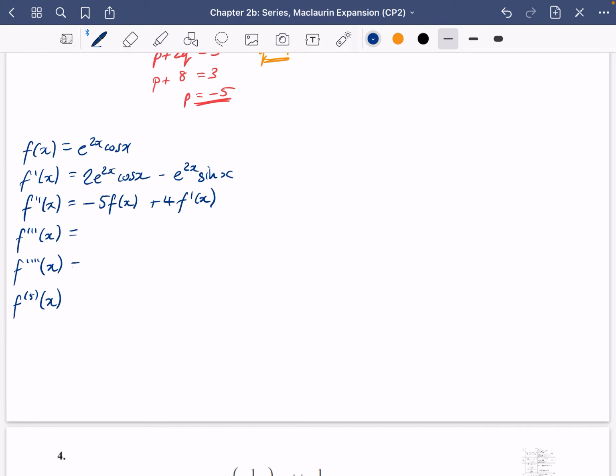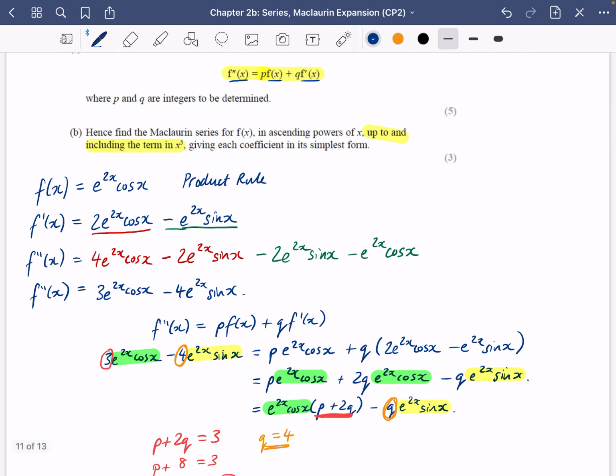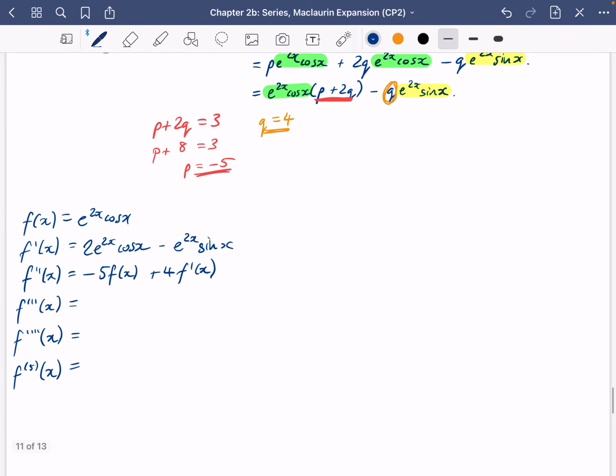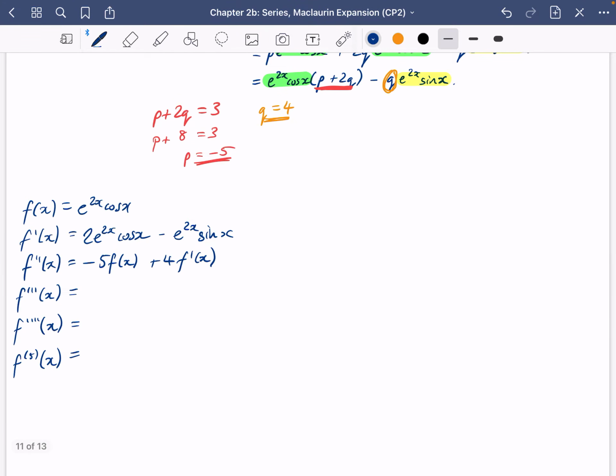Now, the best thing is this word hence. It means use part A to help you. So I am now going to use this line that I've got here. I'm going to differentiate that to find the third derivative. And the best thing about this is I can differentiate the f of x to just get f dash x, and I can differentiate the f dash x to just get f double dash x. So easy to differentiate now that it's written in that function notation.